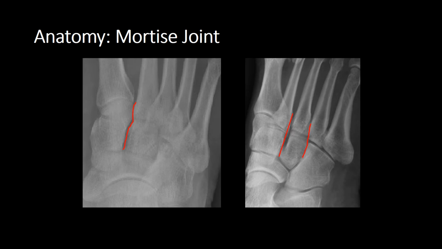Always make it a key point to evaluate these joint articulations on both the DP and DP oblique views, as these injuries can be frequently overlooked.